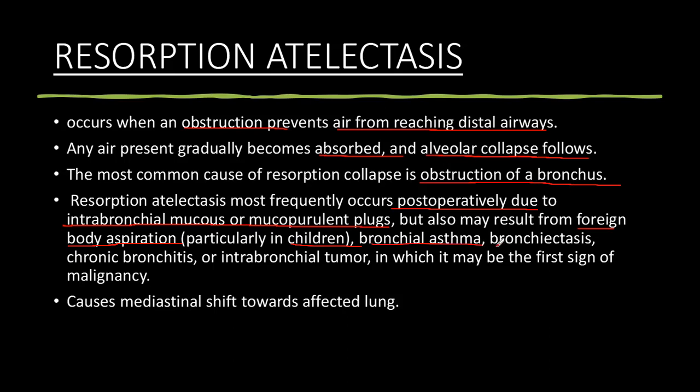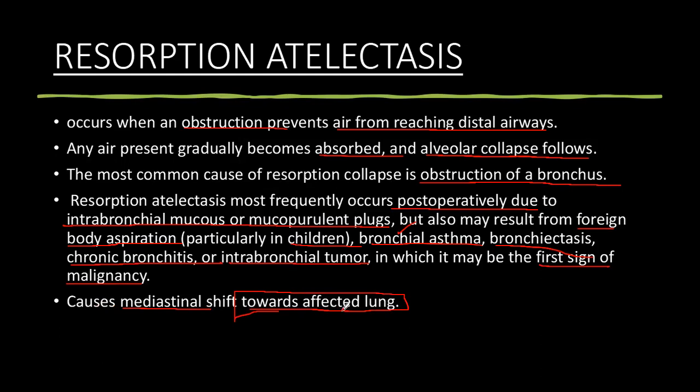Also, bronchial asthma, bronchiectasis, and chronic bronchitis, and remember that these three fall under the group of chronic obstructive pulmonary diseases. Also, intrabronchial tumors. This atelectasis, in fact, may be the first sign of this form of malignancy. Tumors which grow into the airway might obstruct it, leading to resorption atelectasis, and that might be the first sign that the patient has cancer. Also, in resorption atelectasis, the mediastinum will shift towards the affected lung. Very important.